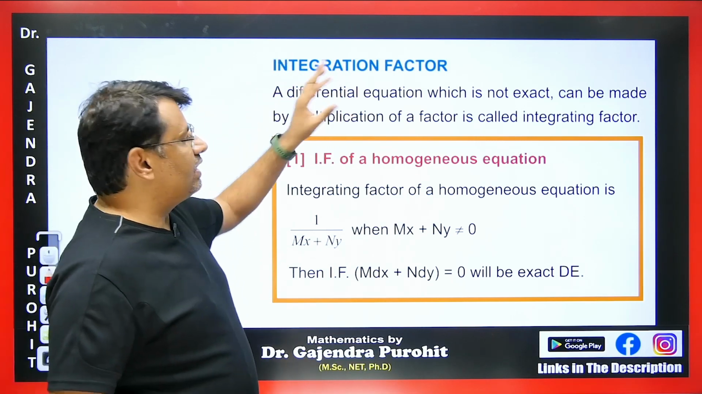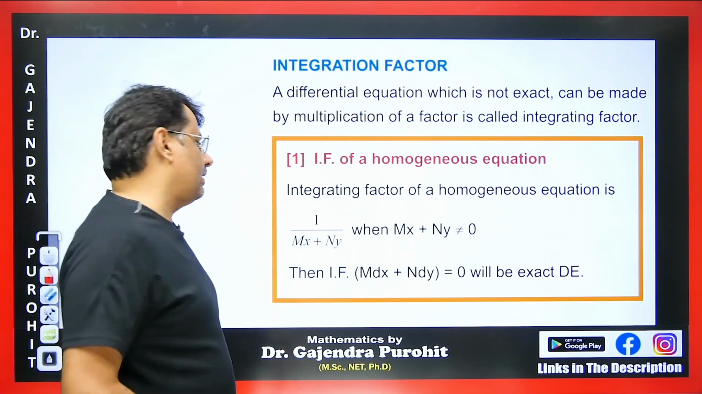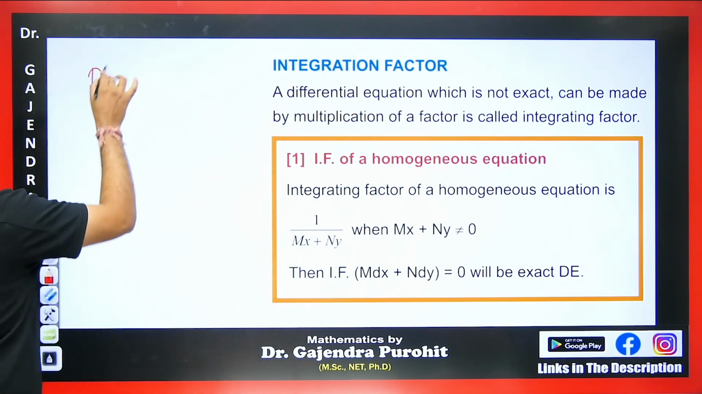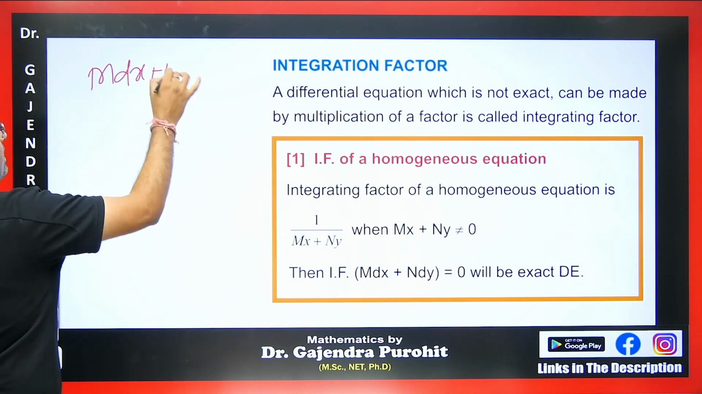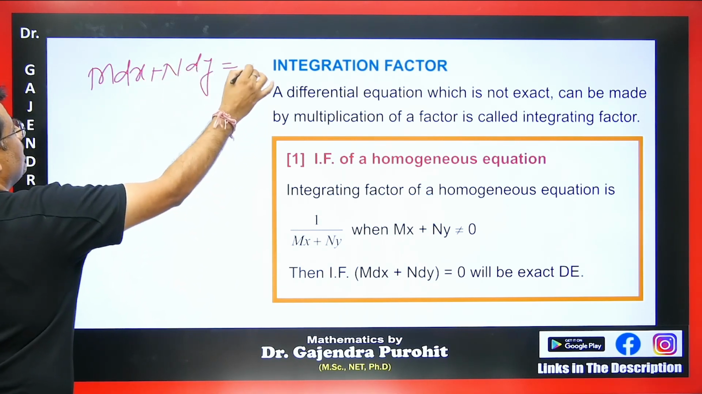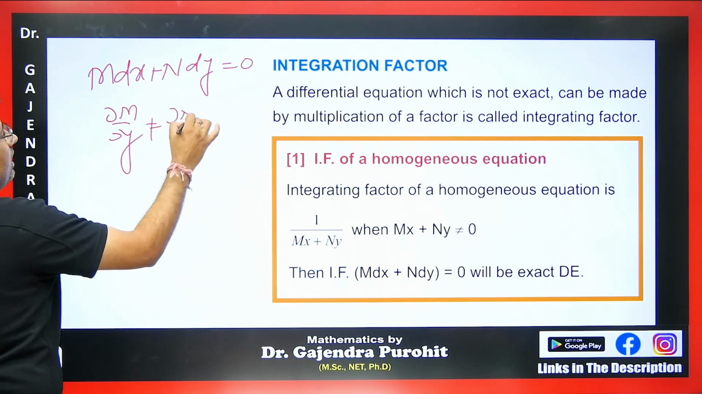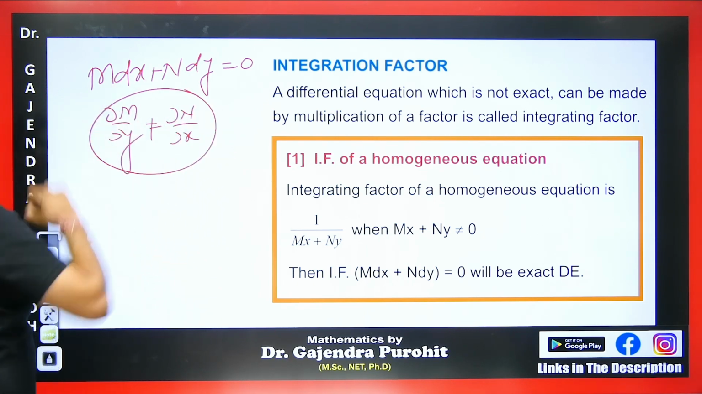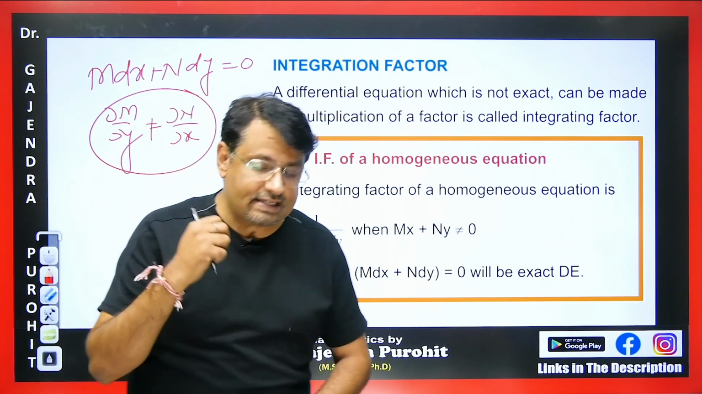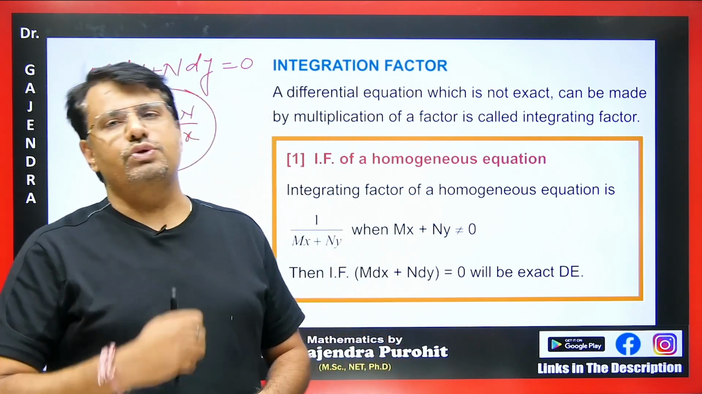So, if there is any differential equation given and it is not exact, right? We know that if any differential equation is given, let's say M dx plus N dy, and this is not exact. This means that del M by del y is not equal to del N by del x. They are not coming equal. Then this equation is not exact. If it is not exact, we can reduce it to an exact equation.